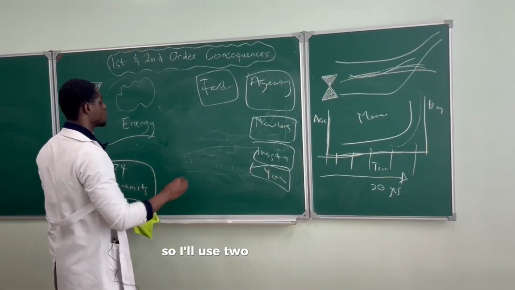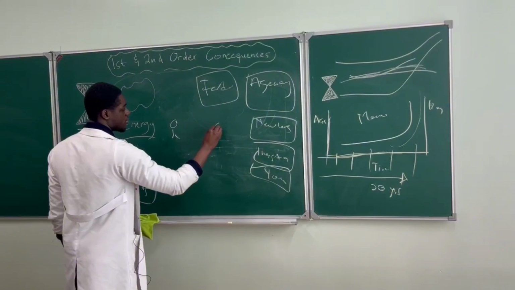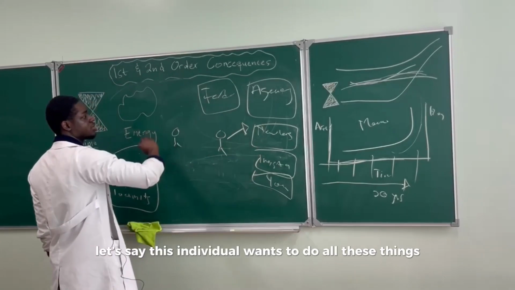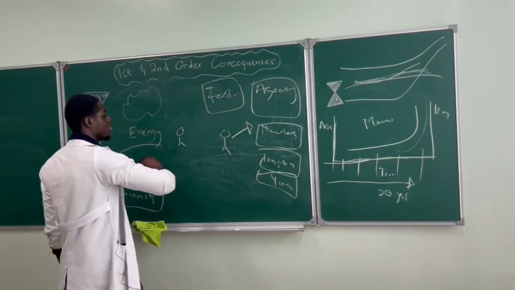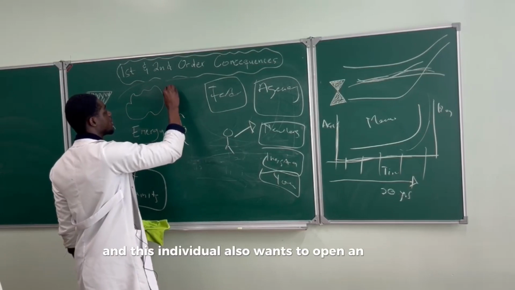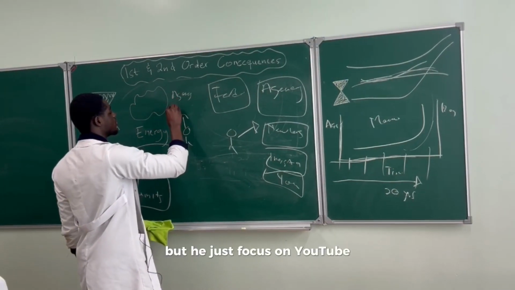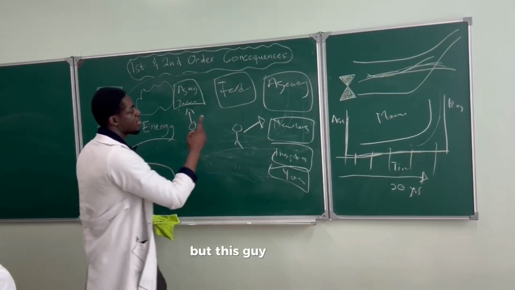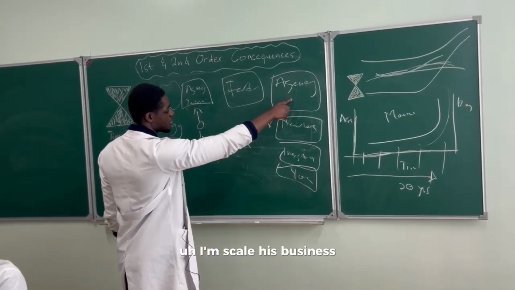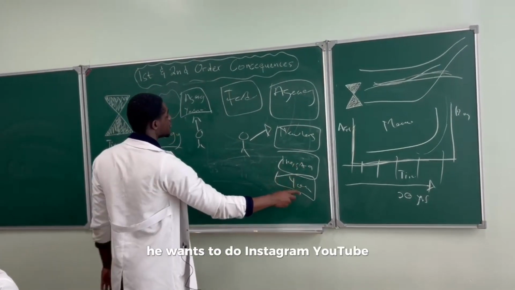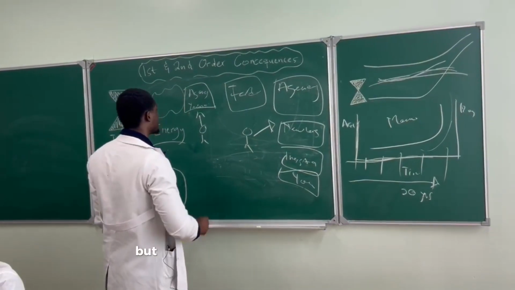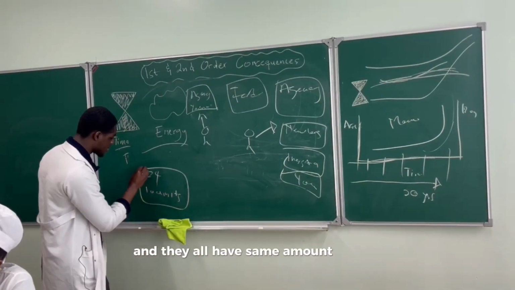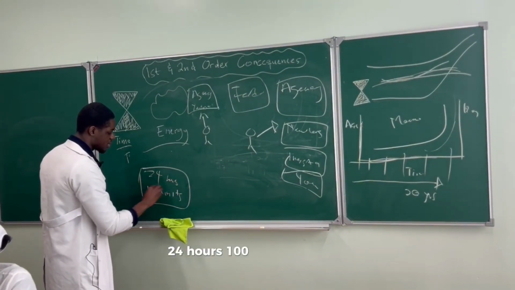So, I'll use two individuals here. Let's say this individual wants to do all these things so his business grows, right? And this individual also wants to open an agency, but he's just focusing on YouTube to generate leads to his business, right? But this guy wants to scale his business. So he wants to do Instagram, YouTube, Facebook ads, and all the stuff, right? But this guy is just focusing on YouTube to generate leads to his business. And they all have the same amount of time, 24 hours, 100 units of energy.